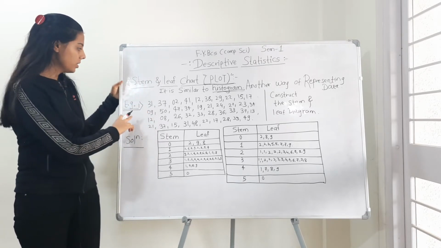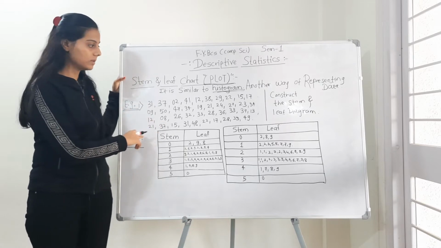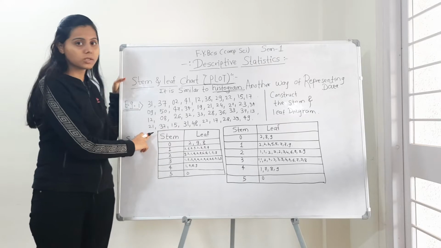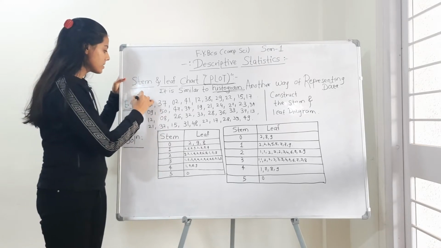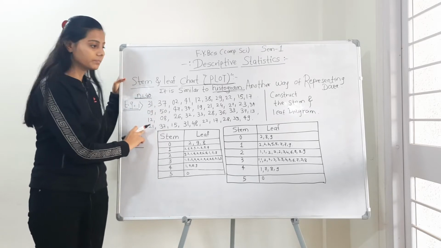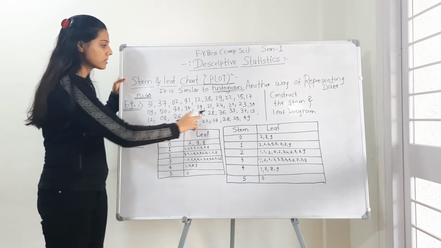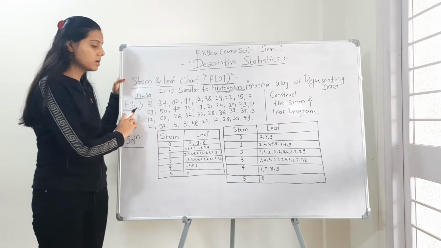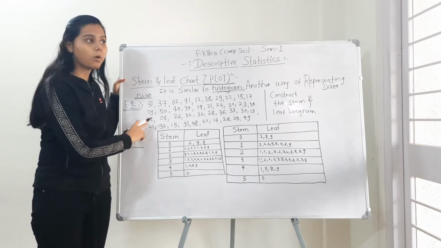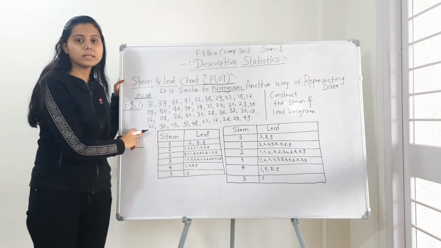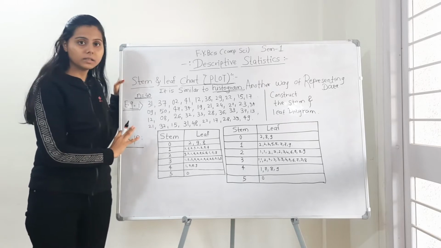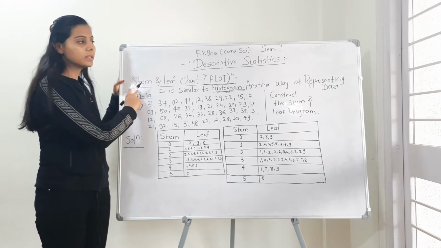Now, this data represents the marks of 40 students. That means the sample size is n equal to 40. This data consists of the marks of 40 students. So, how do we draw the stem and leaf chart, or stem plot, for this kind of data? There are three simple steps to draw the stem and leaf chart.